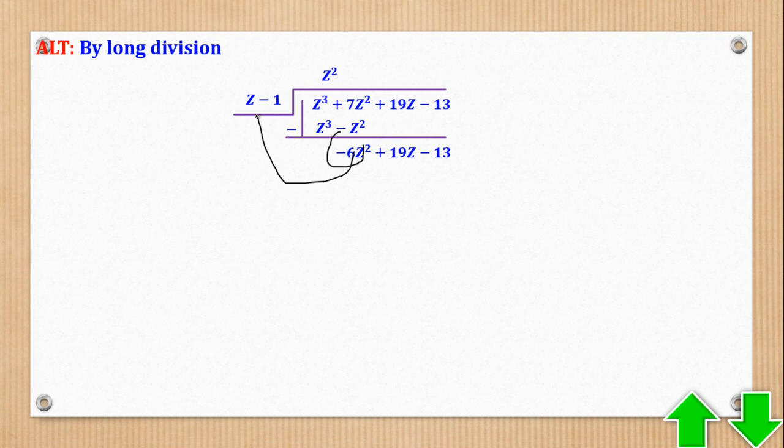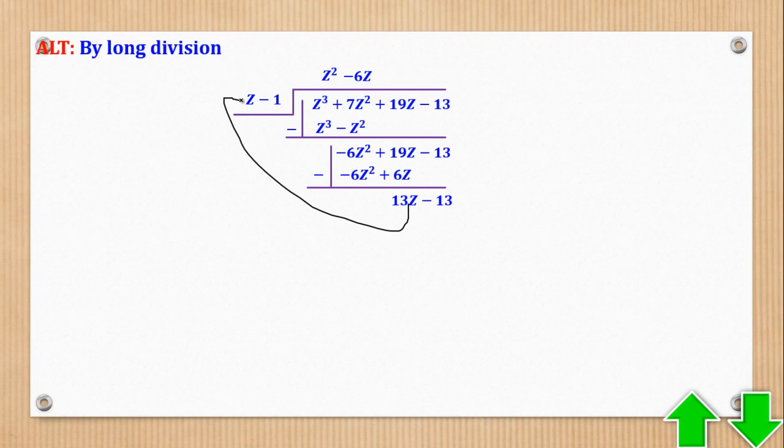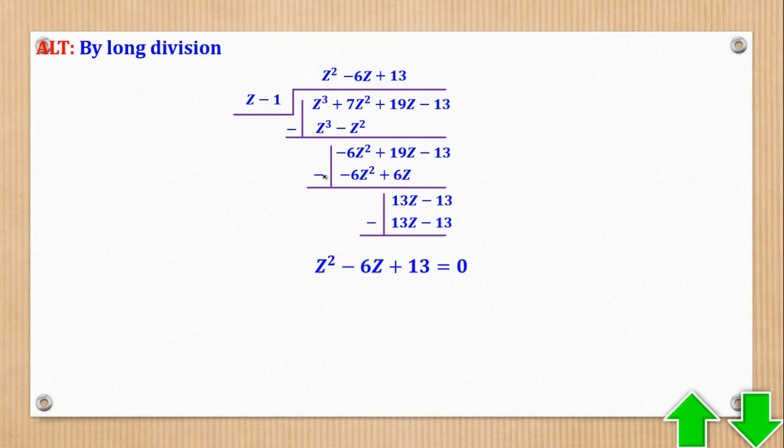This divided by this, you get -6z. -6z times the whole of this gives you this. Repeat the procedure, subtract, you'll come up with that. Then repeat. This divided by this, you get 13. 13 times the whole of this, you get that. Subtract, you get 0. So those are the two ways.